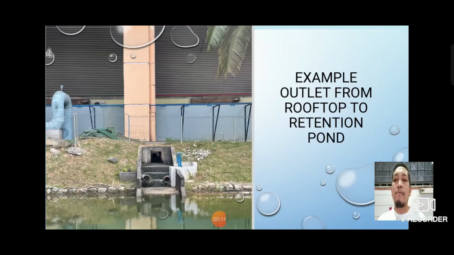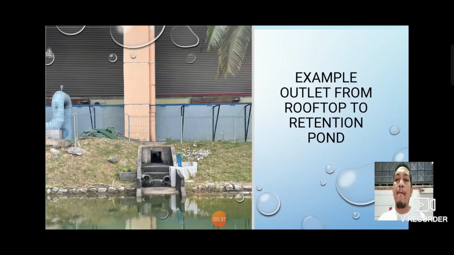As we look at the slide, this is an example of an outlet from the rooftop to the retention pond. The function of the outlet is to divert rainwater from storage on the top of the building to the retention pond.